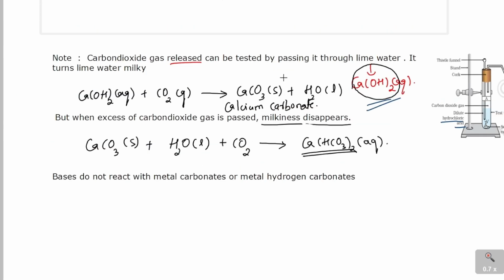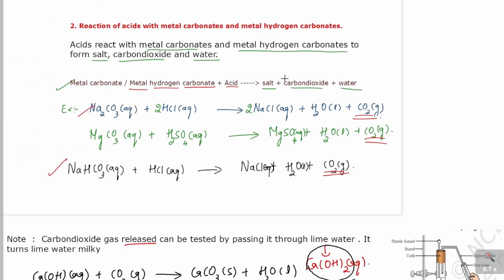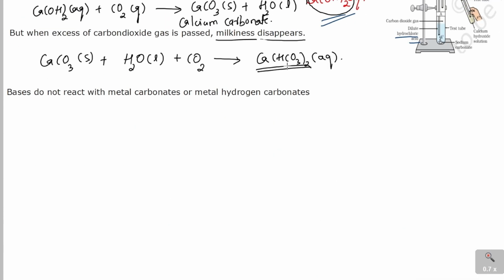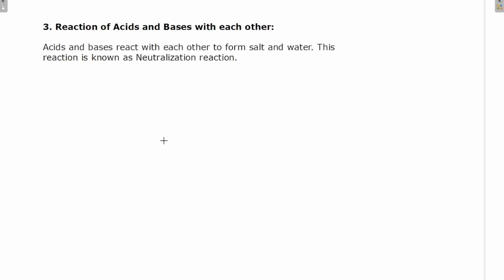This is all about the reaction of metal carbonates and metal hydrogen carbonates with acids. And note that bases will not react with metal carbonates or metal hydrogen carbonates. So, my dear students, now we are going to see the next chemical property of acids and bases, that is the reaction between acids and bases with each other.